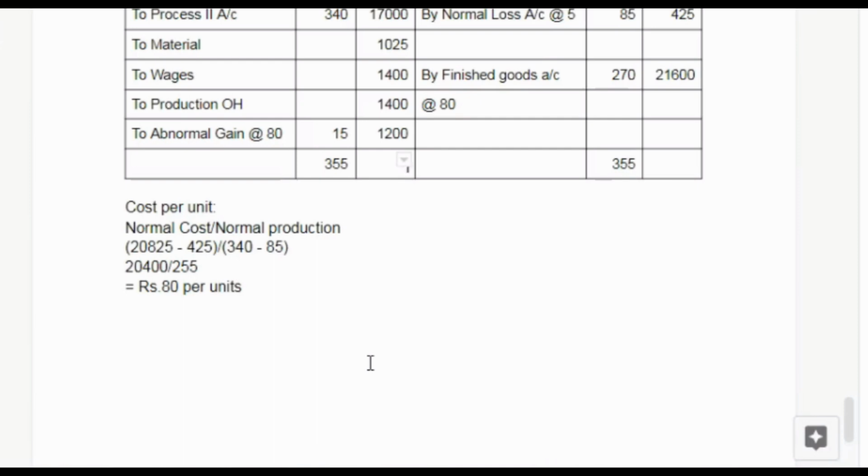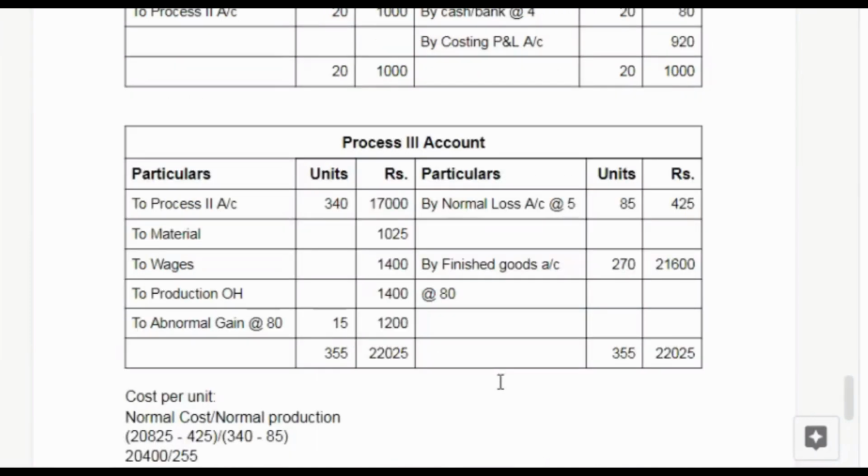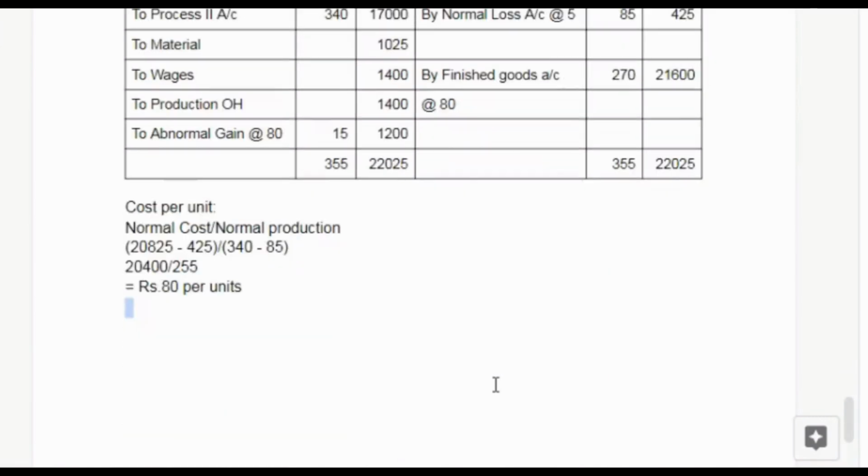So the total is 22,025. And here also 22,025. Clear? So this is your process 3 account. Our process 3 account is ready.